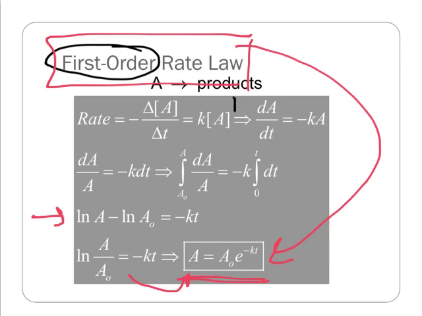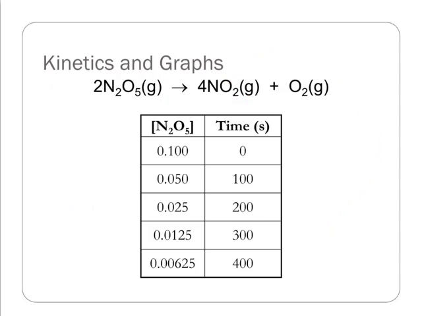All right, so let's take a look at some of the practical implications of first-order integrated rate laws. This next slide here, I'm showing you the decomposition of dinitrogen pentoxide. Now, I'll tell you in advance that this is a first-order reaction. We haven't necessarily done the analysis to prove that it's first order, but I'll tell you that it's first order. And so I have here on this table a whole bunch of different concentrations of N2O5 at a whole bunch of different times.